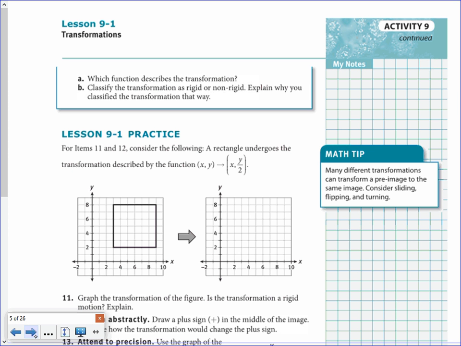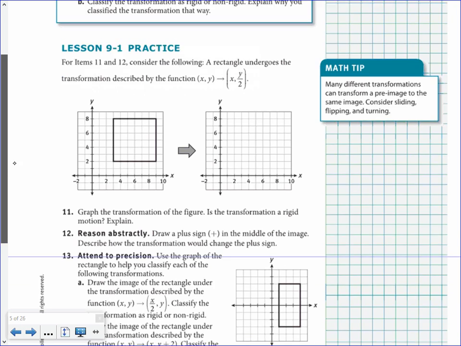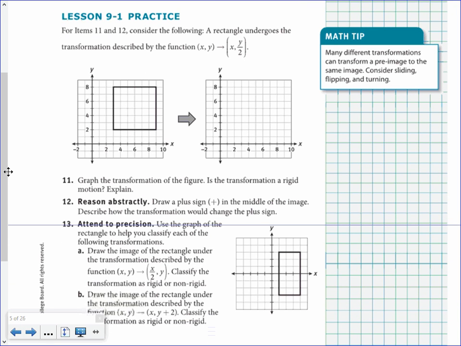Okay? So now we're going to look at 11, 12, and 13, which were for homework. So let's look at 11. It asks us to graph the transformation and then ask if it's rigid or non-rigid. So here is the mapping function. Looking at that, it says (x, y) goes to (x, y over 2). So that means our x's are going to remain the same. Our y's are going to get divided by 2.